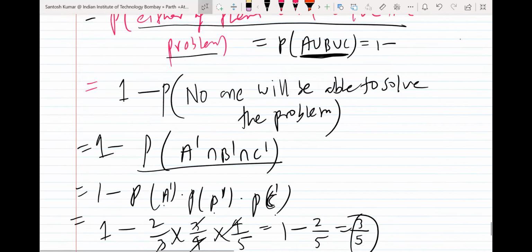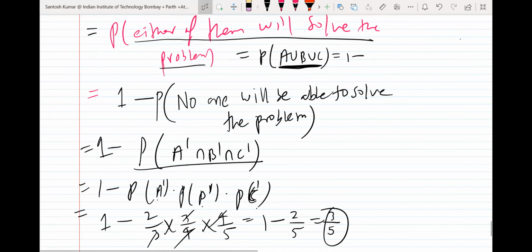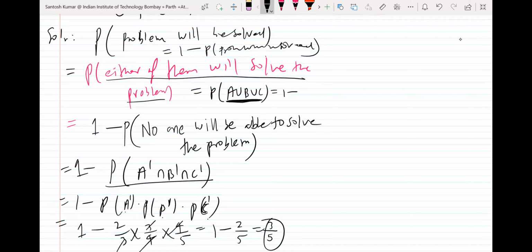Again, you think in your own way. The problem will be solved if at least one of them solves the problem. So at least one, union. You can write the formula of union also, like PA plus PB plus PC minus PA intersection B. That way will take a long time. So the other way is you take the complement. So 1 minus, none of them can solve the problem. Simply you find the probability of none of them, then subtract from one.